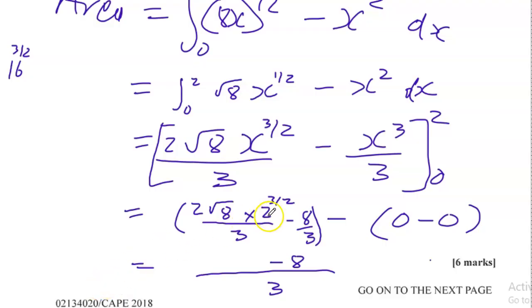Now 2 to the power of 3 over 2 is the same as root 8. So what you have is root 8 times root 8, which is 8. And then 2 times 8, which is 16. So all of this works out to be 16. And 16 minus 8, that's 8, so it's 8 over 3. And you're talking about area, so 8 over 3 square units. That's our solution.